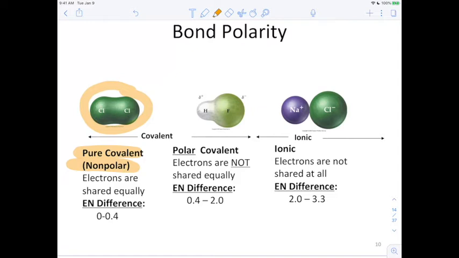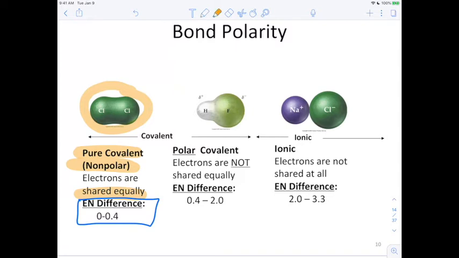Nobody can pull more electrons towards themselves. That's what we're talking about with that pure covalent or nonpolar bond. Here the electrons are shared equally. And while in a perfect world they have identical electronegativities, we allow them to have a slight difference. So they could have a difference of up to 0.4, somewhere between 0 and 0.4.